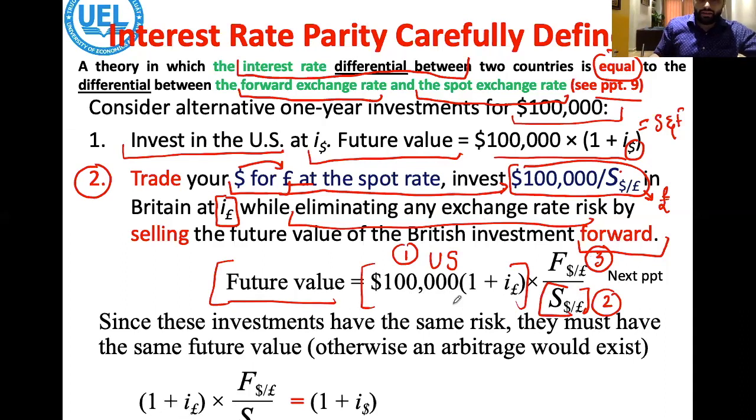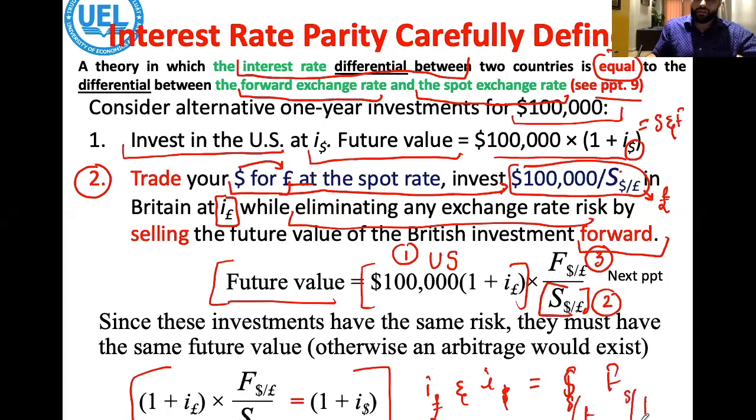If you readjust it, that will be equal to this. What does this mean? It means the interest rate differential between 2 countries will be equal to the spot and the forward, which is dollar per pound. We are going to see these things in the next couple of slides. This is just an example; we haven't done any calculations. Now we do some calculations here using the same information.